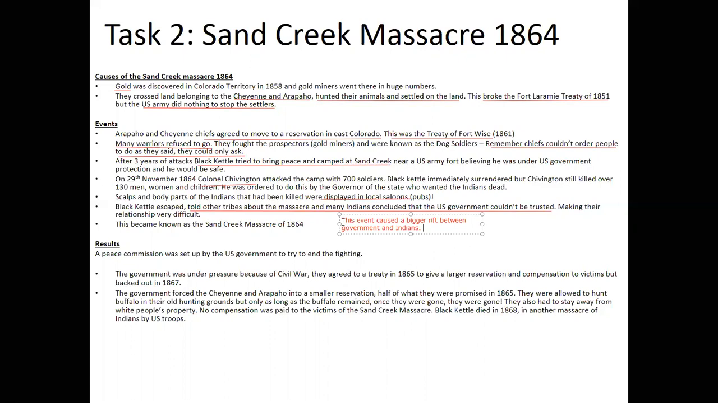In 1865, the government agreed to a treaty which gave the Cheyenne and Arapaho a larger reservation, and they agreed to compensation to all the victims that were massacred at Sand Creek. But by 1867, they backed out of their agreement. Why do we think the government backed out of the agreement? The Civil War had ended by 1867, so the government could focus more on dealing with the Indian problem.